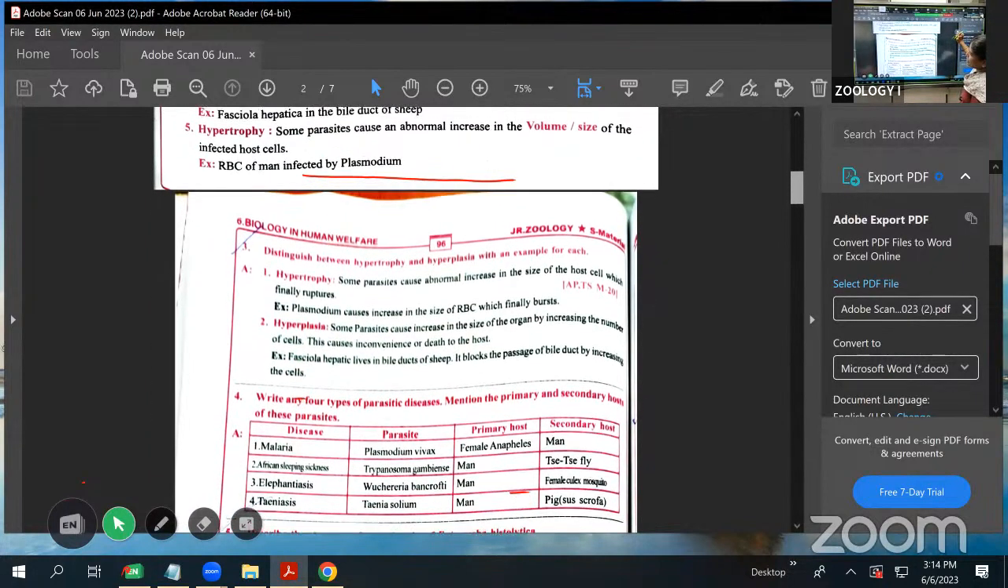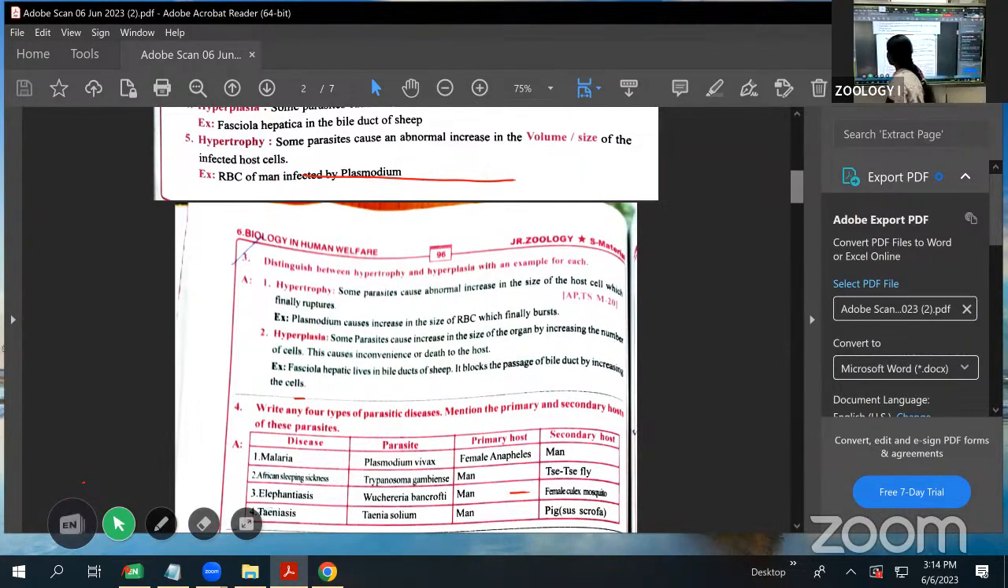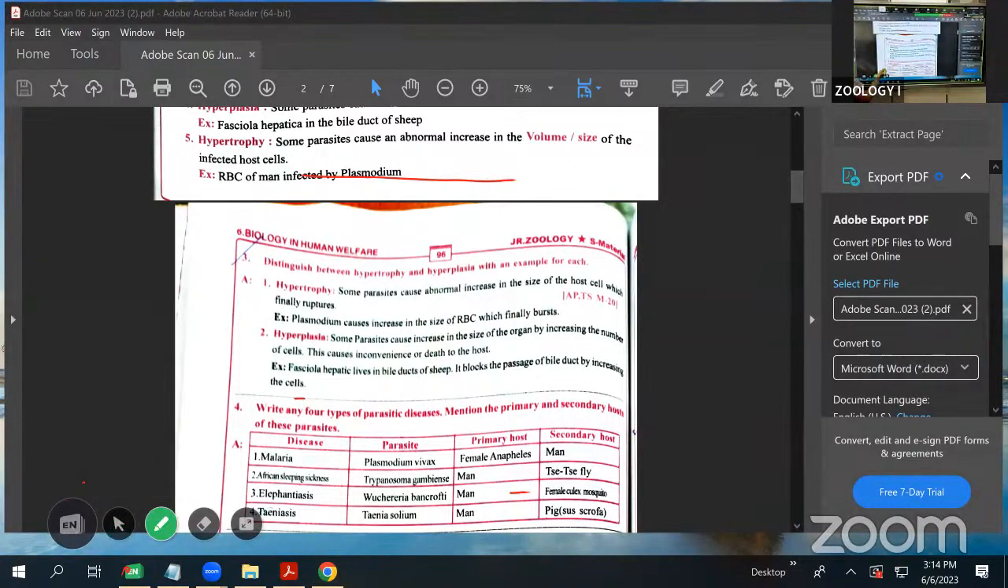Hypertrophy and hyperplasia. What it means: some parasites cause an abnormal increase in the size of the host cell. For example, Plasmodium is present in man's RBC. In the erythrocytic cycle, they are present inside the RBC. When the parasite is present in the RBC, the RBC size doubles.